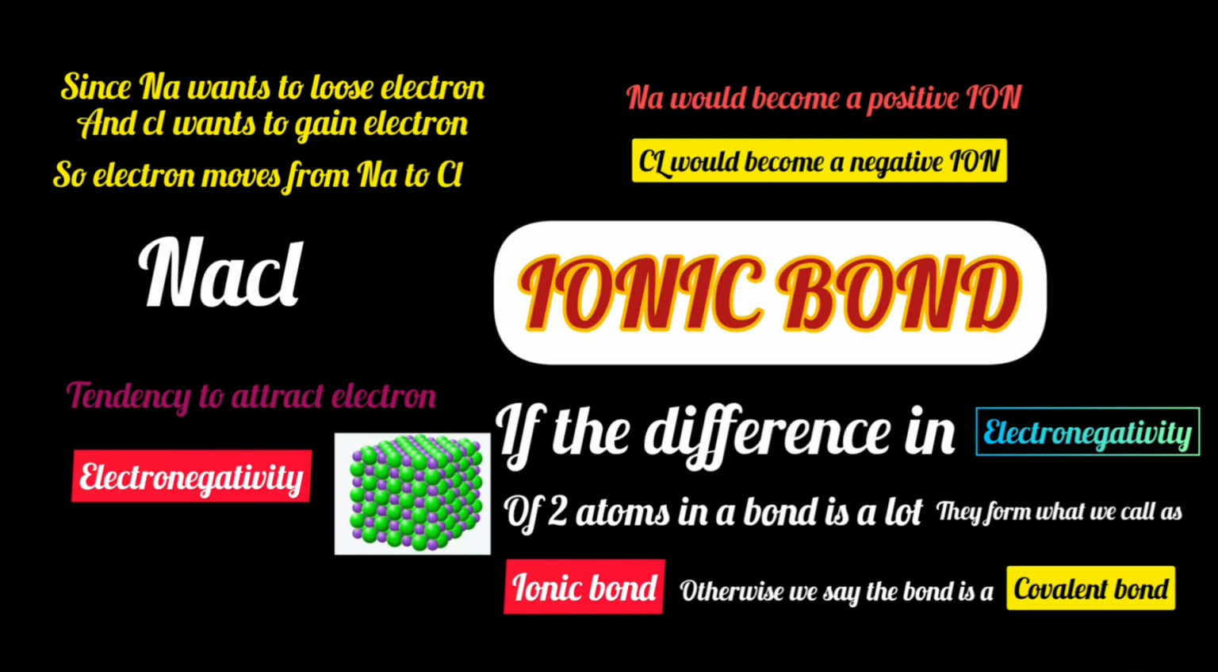Obviously, you might guess if one of them still wants the electron a bit more than the other, then the electron in the bond might be closer to it, and so we might call it a polar covalent bond.